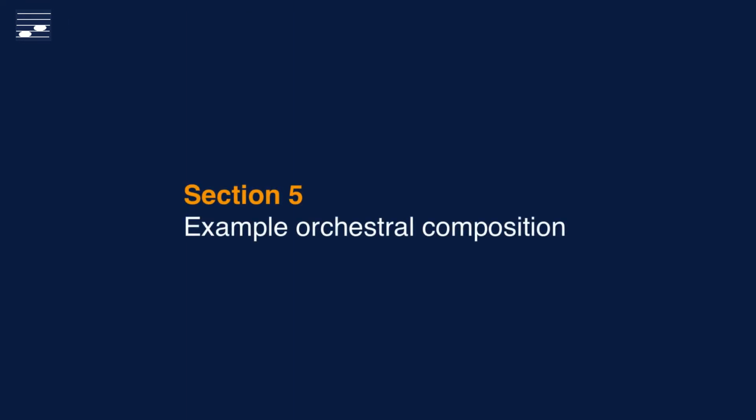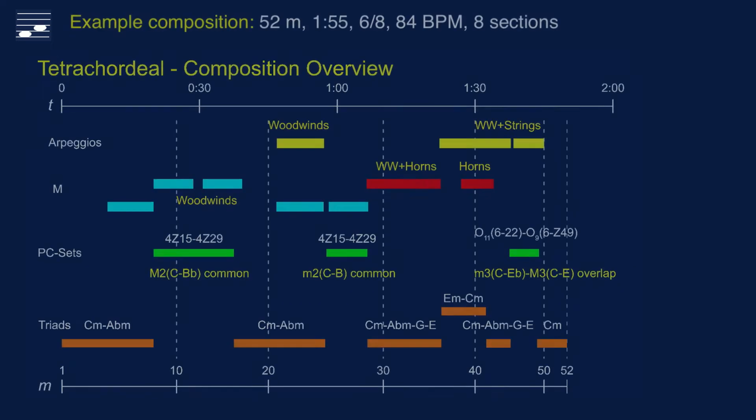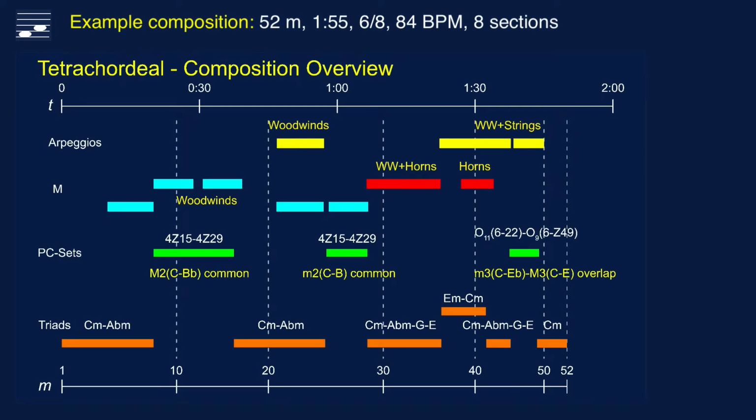We are now ready to create the example composition. We combine 2 harmony systems. The source elements are the 6-chord Riemannian triadic progression, the atonal 4-chord tetrachord voicings with common pitches, plus the 2 hexachords. This diagram is an overview of the 52 measures long composition with 8 sections. The tempo is 84 beats per minute, the time signature 6/8 and the duration roughly 2 minutes.